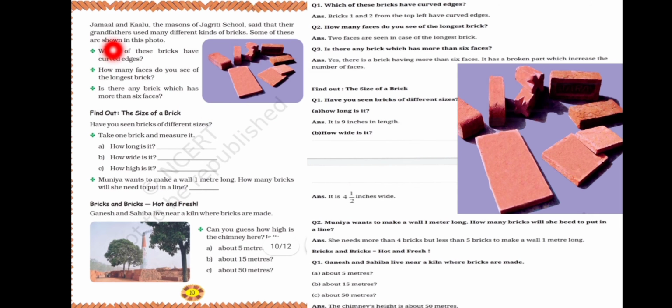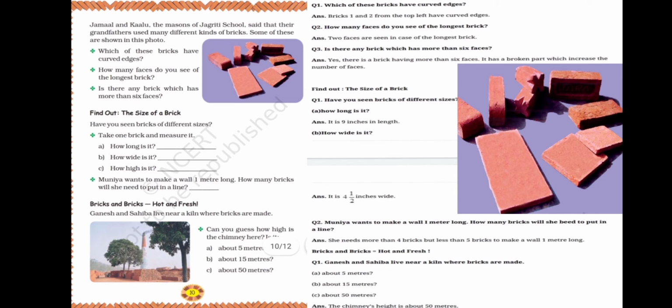Now, Jamal and Kalu, the masons of Jagriti school, said that their grandfathers used many different kinds of bricks. Some of these are shown in photos. Here these bricks are used by the grandfathers of Jamal and Kalu. So here the question is, which of these bricks have curved edges? For better understanding, I have shown these bricks in a bigger picture.